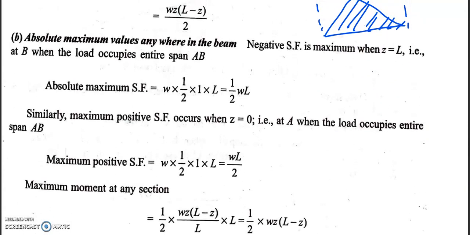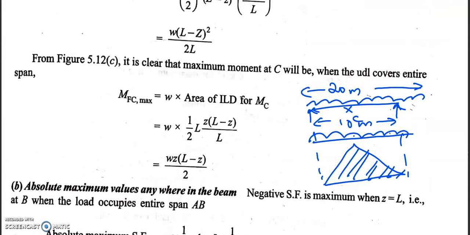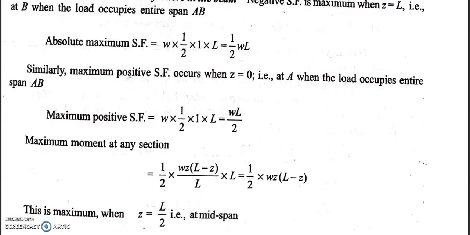Absolute maximum value, absolute maximum shear force is W into half into 1 into L, that is half into WL. Why did this come? Because for shear force, what do we take? For UDL we take the area, right? Shear force, we are taking area, when it is fully on the UDL.